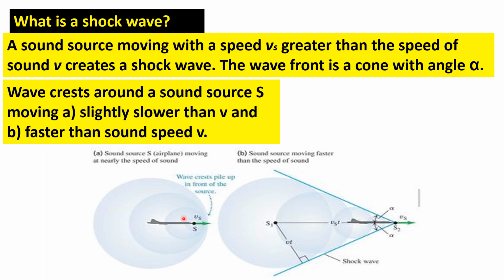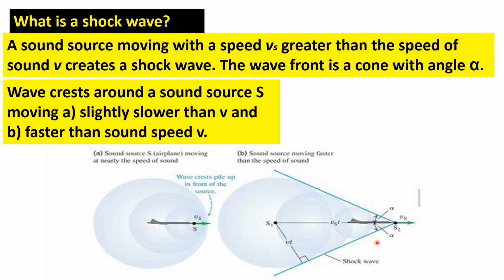So, what happens if the speed of the airplane goes beyond the speed of the sound itself? This is not the case, all right? The sound source, meaning the airplane, is now moving faster than the speed of sound. So, what is created is a wave known as a shock wave. And the wave front of this shock wave is like a cone. Okay, it's like a cone. It's supposed to be three-dimensional, right?